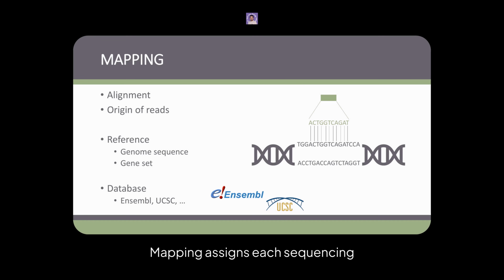Mapping assigns each sequencing read to its genomic origin. We align reads against a reference genome and gene set, typically obtained from databases such as Ensembl or UCSC. Accurate references are critical, as they define where genes are located and how we interpret the biological signal.